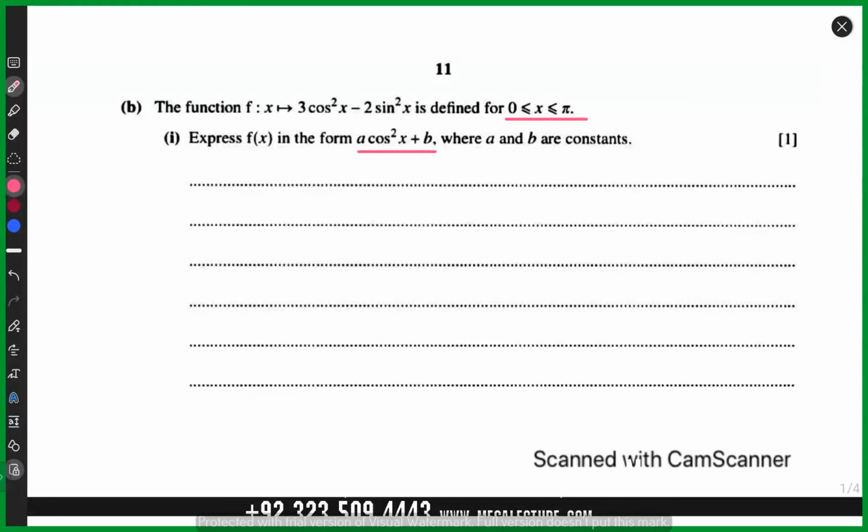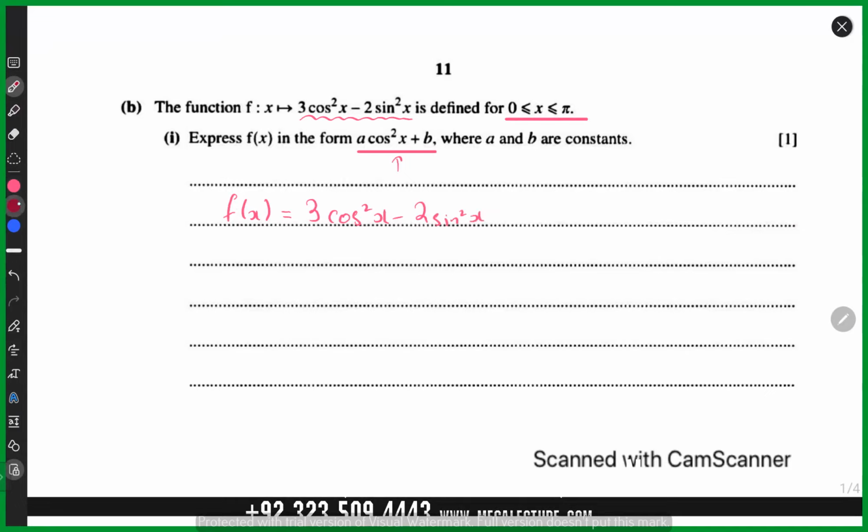So you can think about this 1 mark question as a trigonometric identity question. You need to prove something. You need to show that this thing is basically equal to this thing. And how do we do that? Using our helping identities. So let's write down the first thing. F of x is basically 3 cos squared x minus 2 sine squared x.